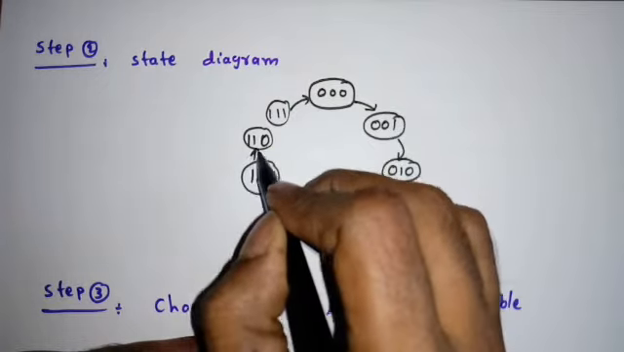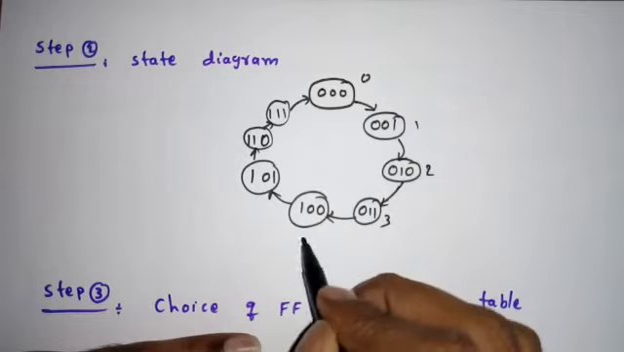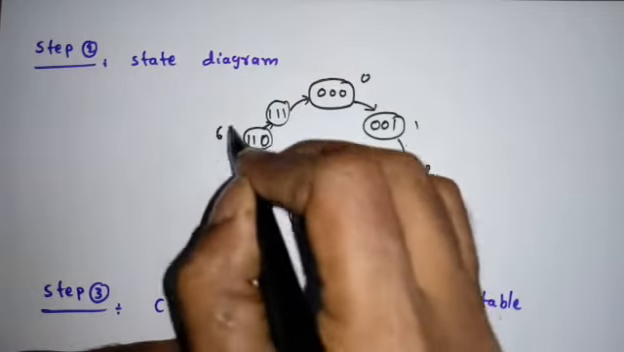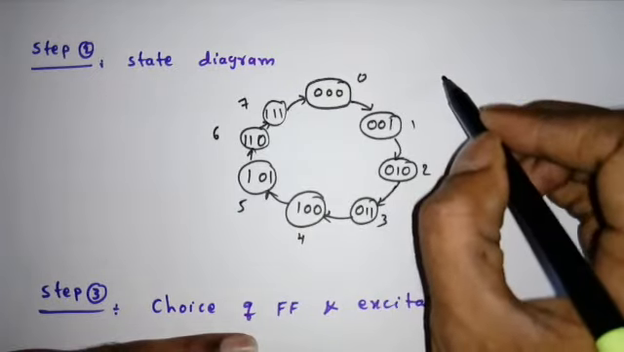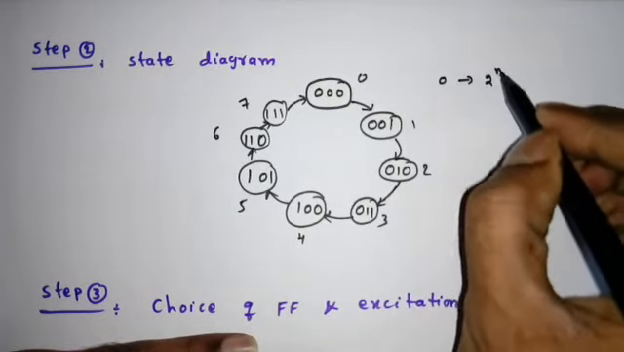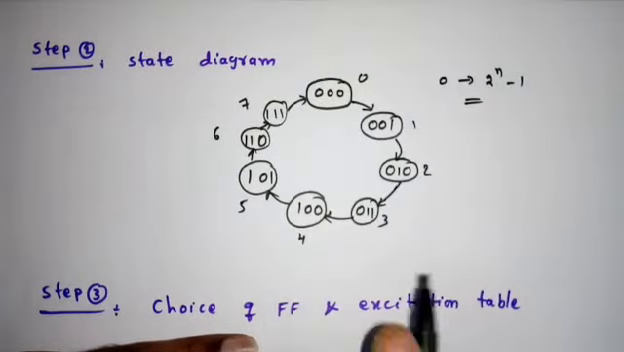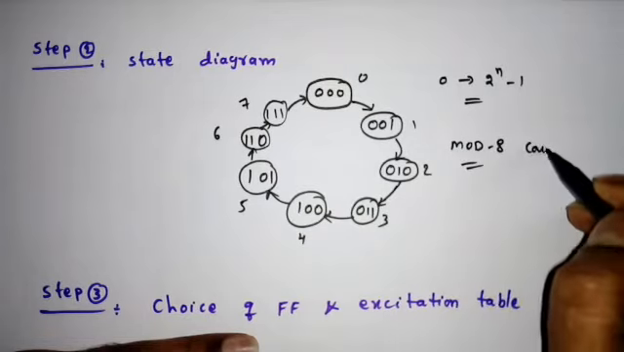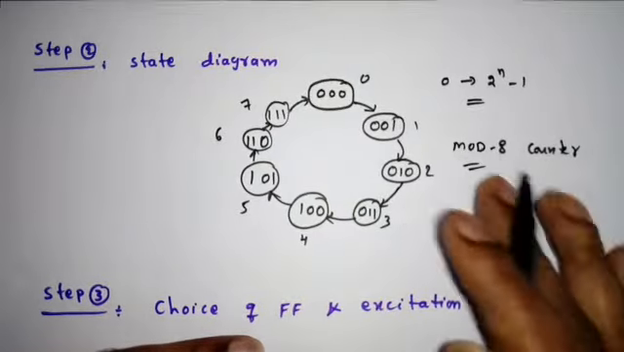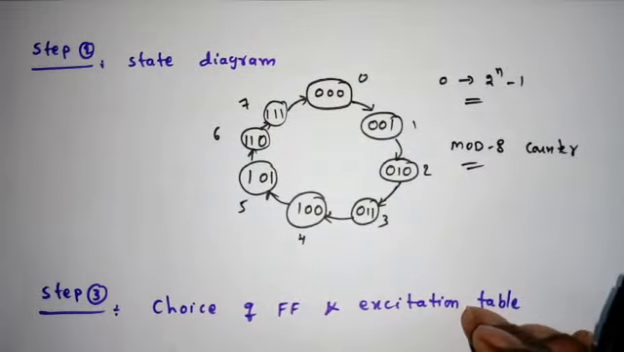So how many states? We see 0, 1, 2, 3, 4, 5, 6, 7. So the total is 8, but it starts from 0. So 0 to 2 power n minus 1. The total count is 0 to 7, meaning it does a total of 8 counts. That's why it is called a mod 8 counter. I am not saying synchronous again because we are designing only the synchronous counter.